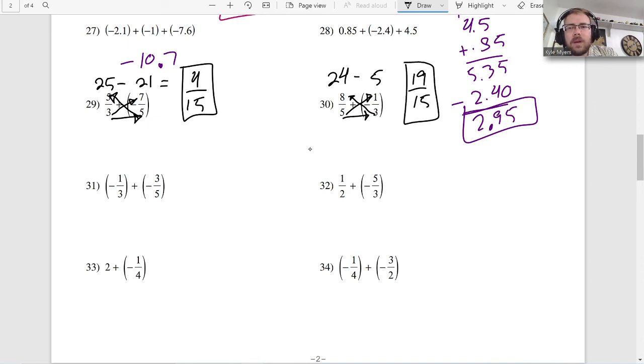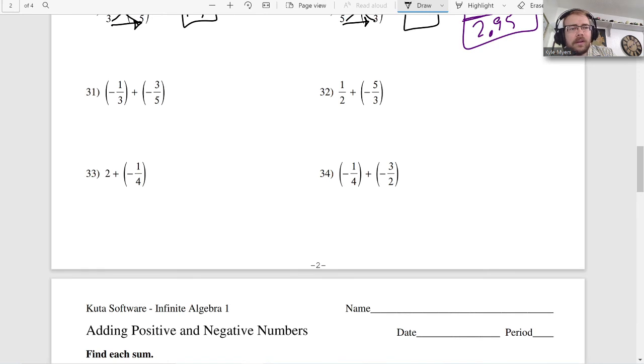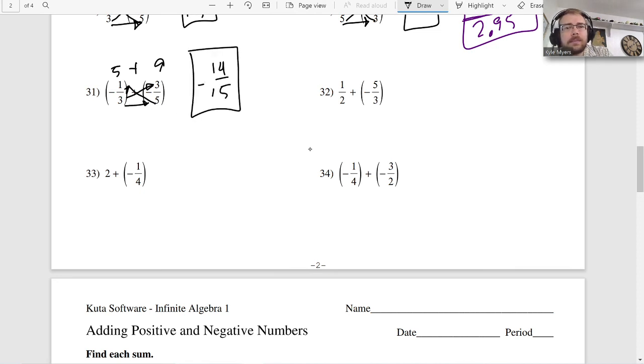Okay. And you're just looking at the signs, right? So I know I'm going to have to add if the signs are the same and that sort of thing. All of that stays the same. Here, same thing. That's 5. That's 9. They're both negative, so I'm just going to add those up. I get 14. And then that's 15. But I need to make it negative because I'm adding two negative numbers up.